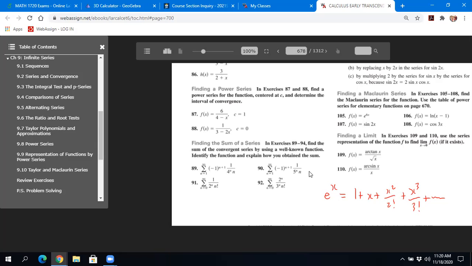Now look at this series right here, number 92. How would you do that one? Which, by the way, you guys realize this is the sum, n going from 0 to infinity, of x to the n over n factorial. There's a reason I'm cherry picking the exponential Maclaurin series. How would you determine this sum right here?